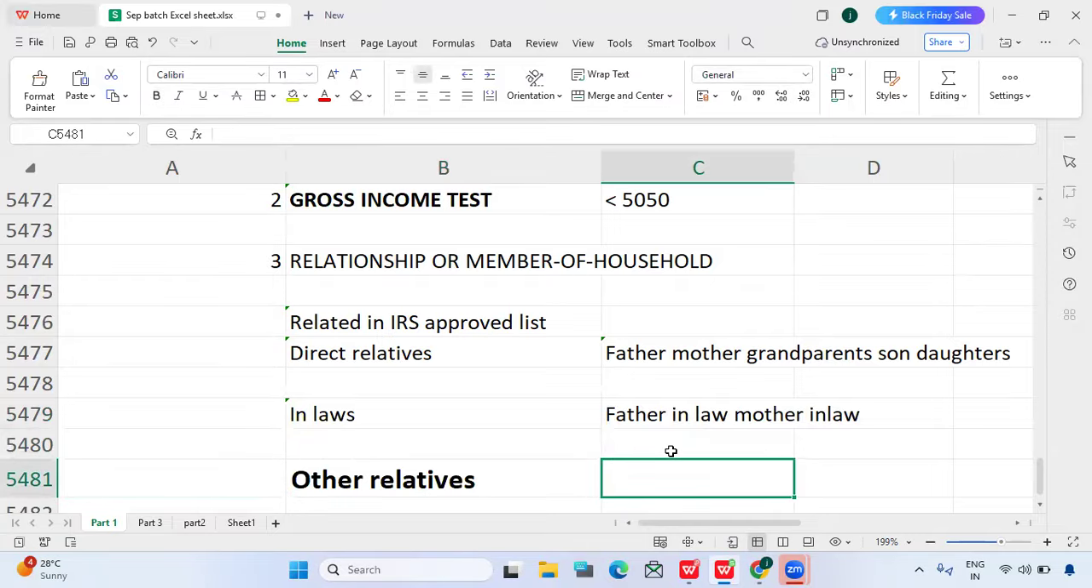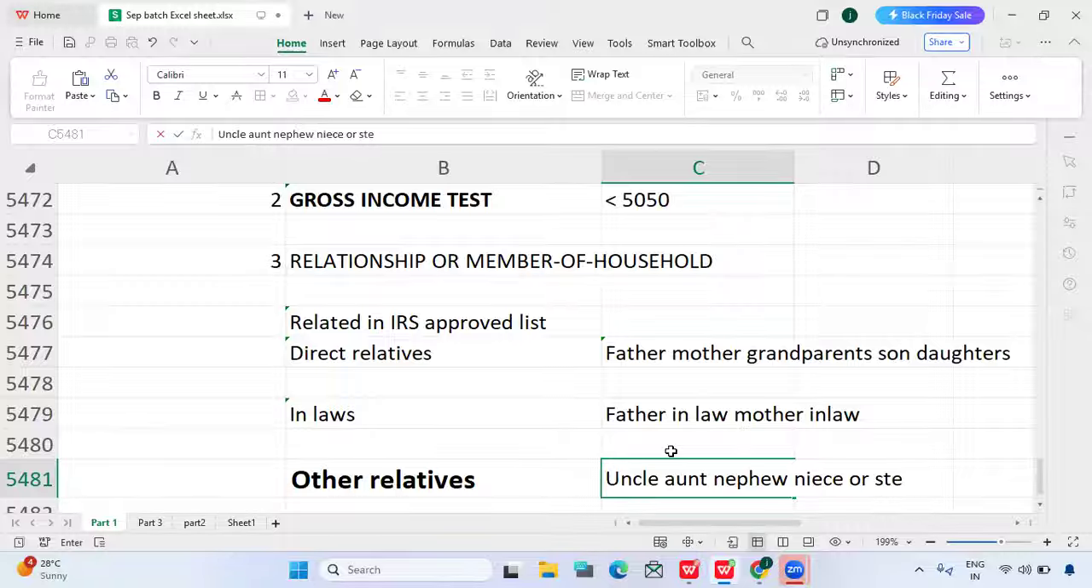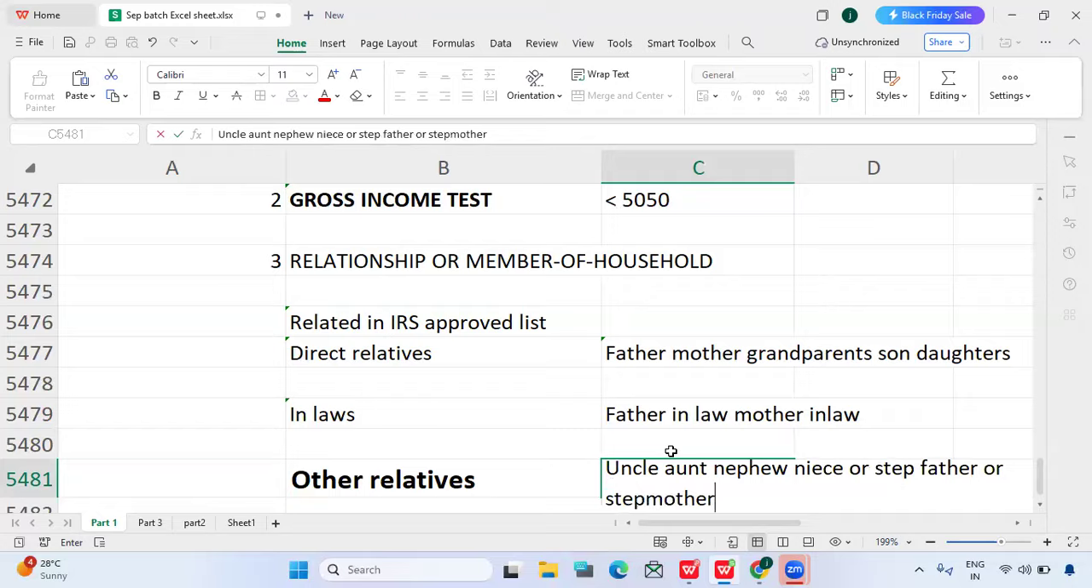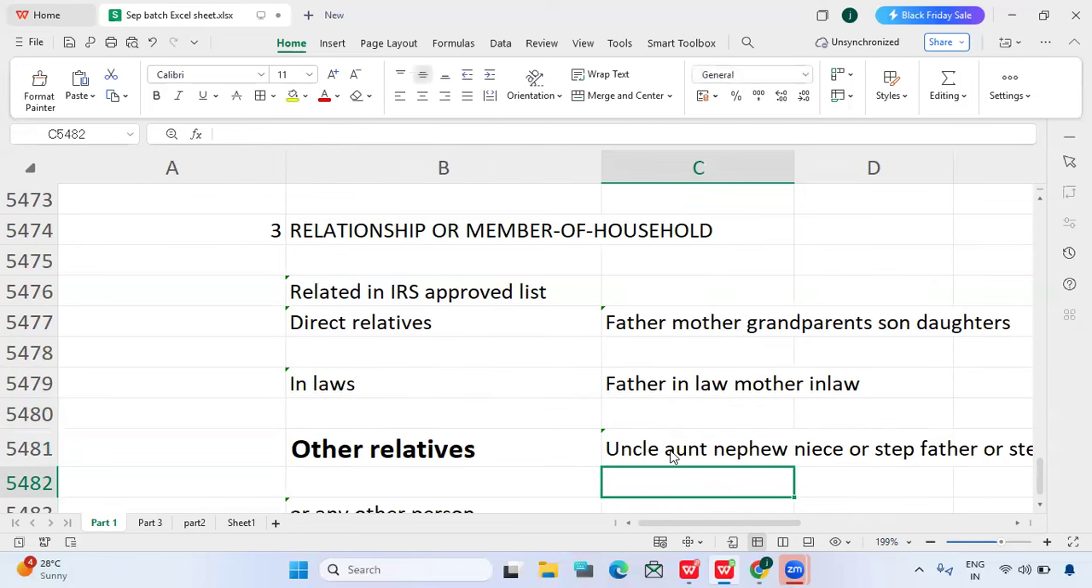So for other relatives, I think someone mentioned this earlier, right? Uncles, aunt, nephew, niece, or stepfather, or stepmother, or any adoptive relative, everyone. Other than these, or any foster children, will come under this list. So these persons come under other relatives.